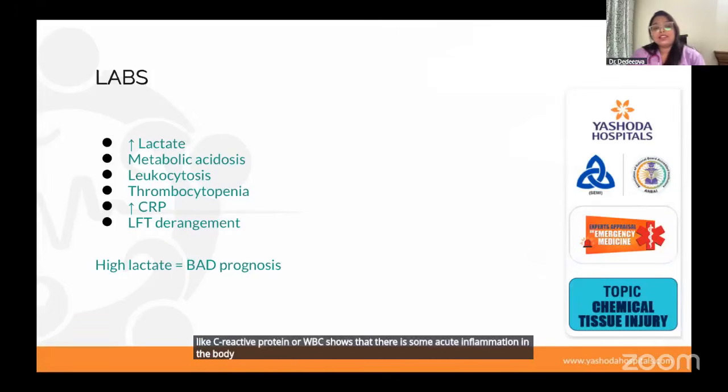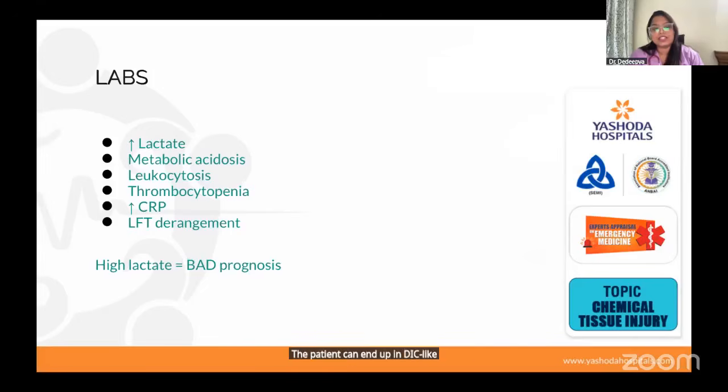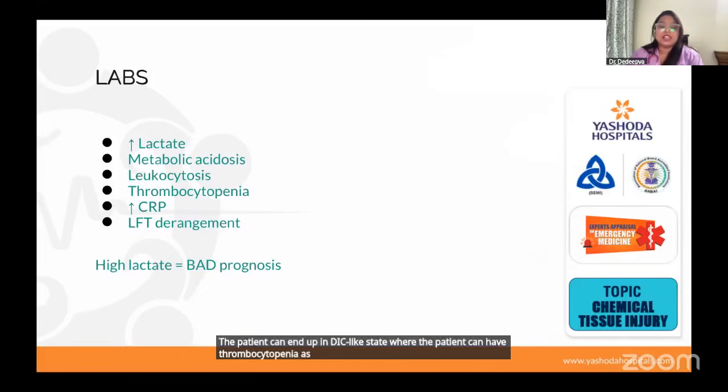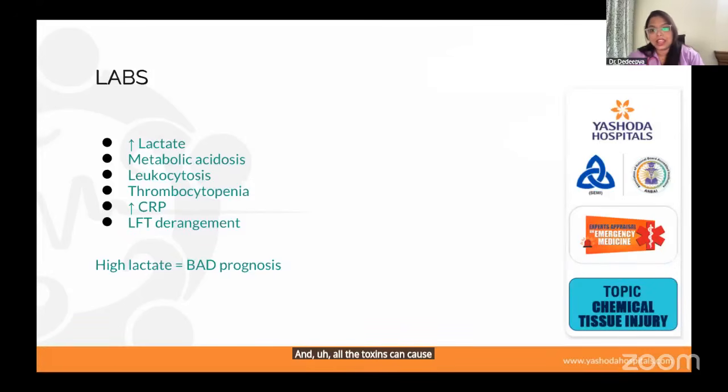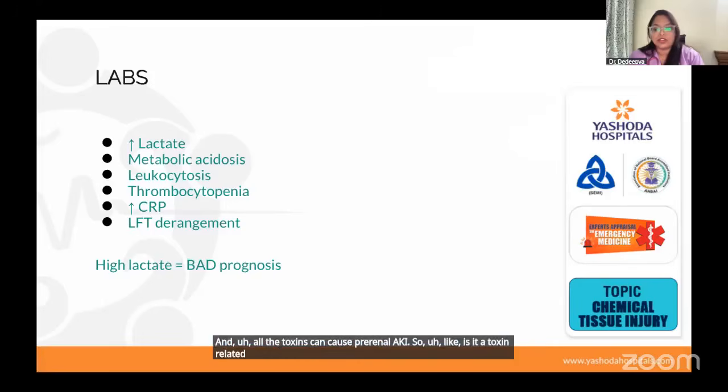body. And in severe cases where there is peritonitis or extremely complicated cases, the patient can end up in a DIC-like state where the patient can have thrombocytopenia as well. So there is a derangement in the LFTs. If there is dehydration, please go through the hematocrit values, look for anemia, see for electrolyte imbalances as we already discussed, calcium, magnesium, sodium, potassium, and all the toxins can cause prerenal AKI. So is it toxin related or something? You also have to evaluate.